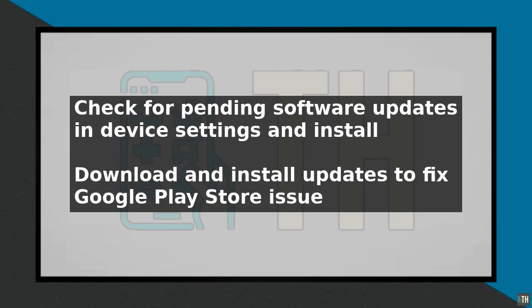Another possible solution is to reset the Google Play Store to its default settings. To do this, go to the Apps section, find the Google Play Store, and select the Uninstall Updates option. This will revert the Google Play Store to its original version.